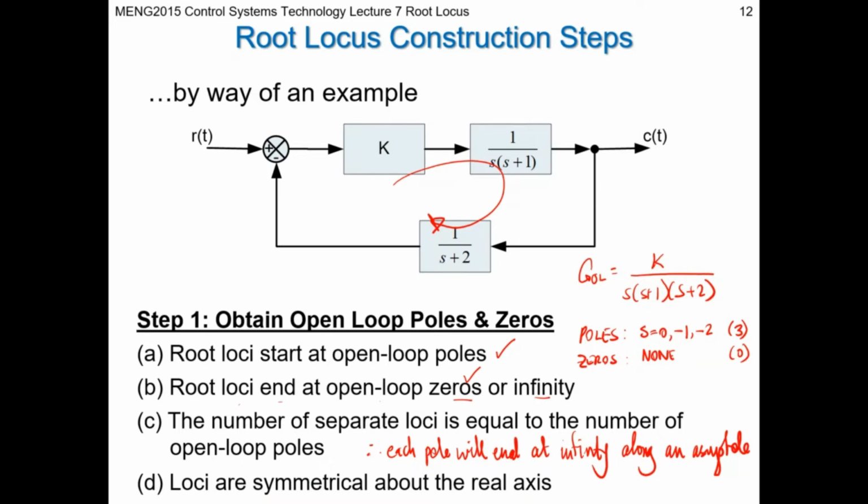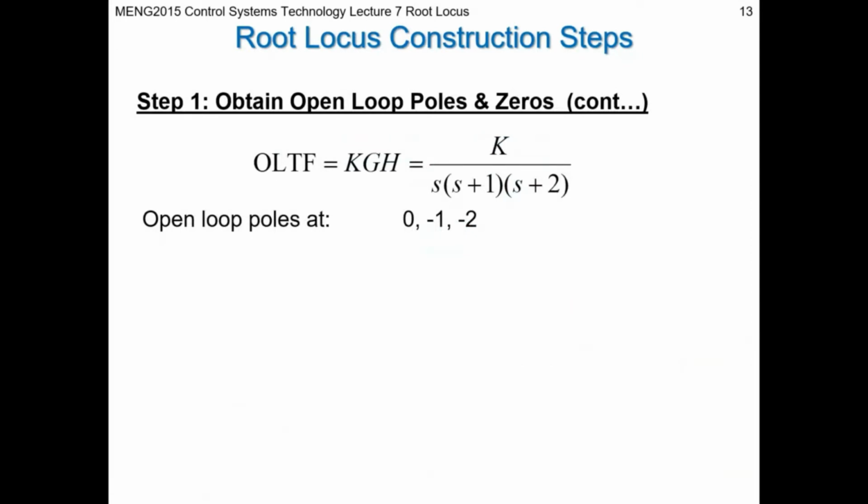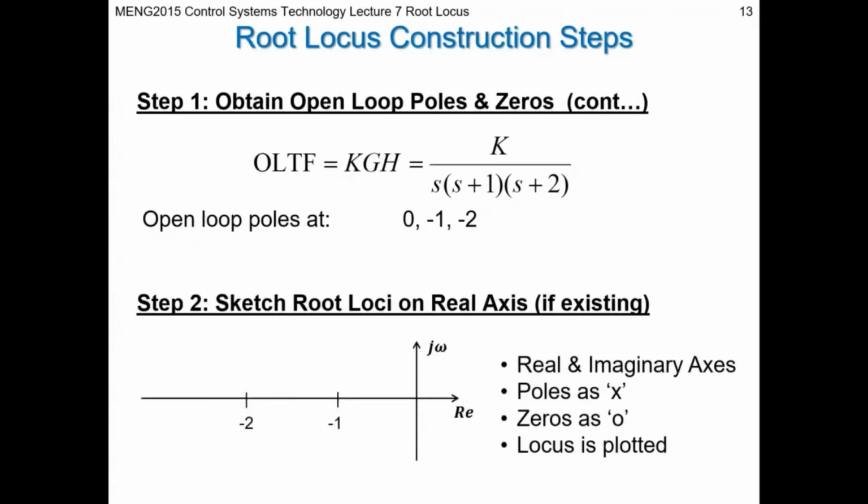Loci are symmetrical about the real axis. We covered that last time as well. We said that you basically just have to plot one half plane, the positive half plane, and that's enough. I just did this: create the open loop transfer function, find the open loop poles and open loop zeros, of which there are none. Then we start to sketch the root loci on the real axis. So here I've drawn a real axis. It's a simple one, a little stubby imaginary axis, and then a long real axis, because we know our poles are only real. So all three of these poles are going to be on the real axis.